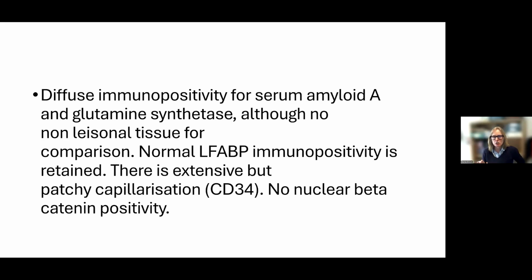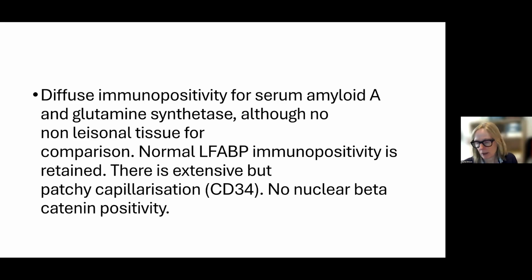Here's that extra information then. Diffuse immunopositivity for serum amyloid A and for glutamine synthetase in this case, although no non-lesional tissue for comparison. So that relates to the point that I was making, that in order to interpret this stain and also the CRP, the same applies. You really want to be seeing positivity in your lesion and negativity in your background liver. In this case, in contrast to the last one, the liver fatty acid binding protein is retained. There is quite widespread, we're told, expression of CD34 in sinusoidal endothelium, no nuclear beta-catenin. So there's some additional information for you.